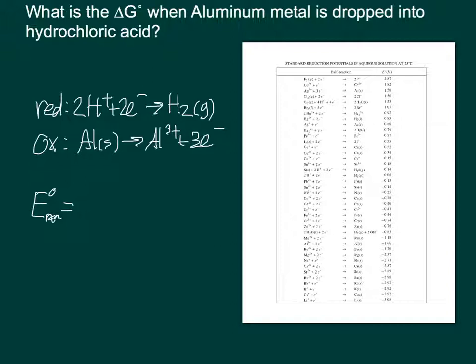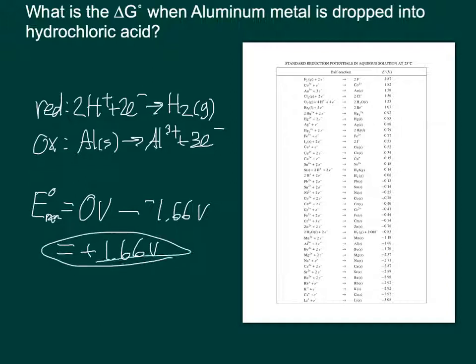So if we're just using the values on the chart, we're going to say, okay, well, it's 0 volts for the H2 minus negative 1.66 volts for the aluminum, and therefore we end up with a standard reduction for the reaction of electromotive force here of 1.66 volts positive.